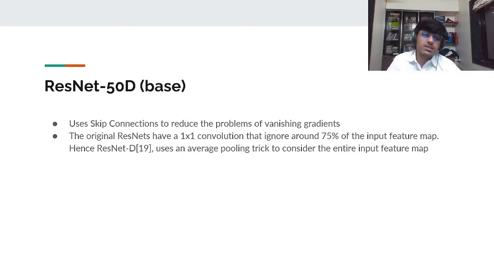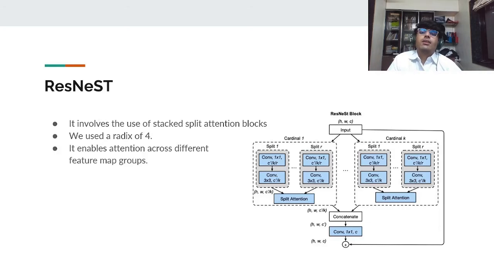The next model that we use is ResNet D. ResNet D would keep the concept of skip connections introduced in ResNet, where you reduce the problem of vanishing gradients. However, ResNet D would also have an average pooling trick, so that you can consider the entire feature map, and 75% of the input feature map was actually ignored earlier in the original ResNet.